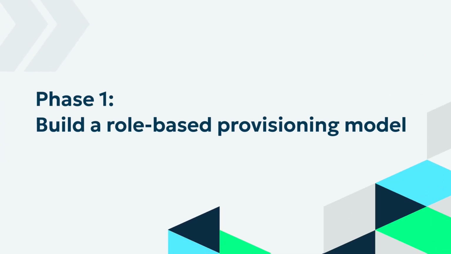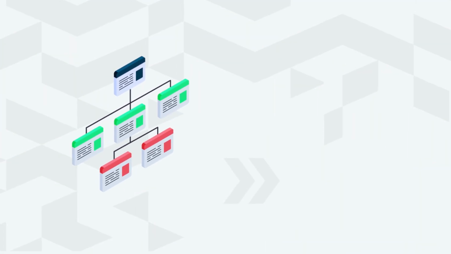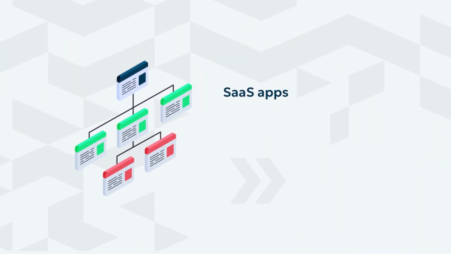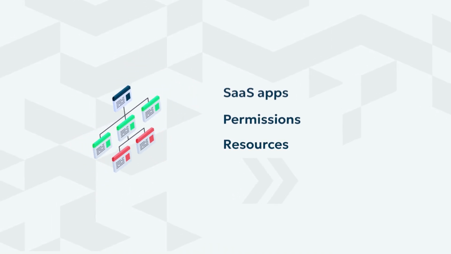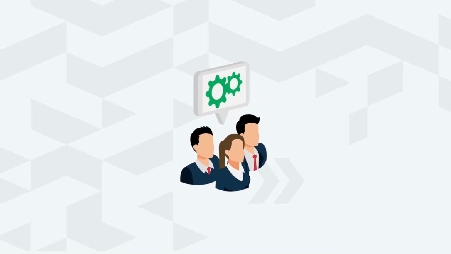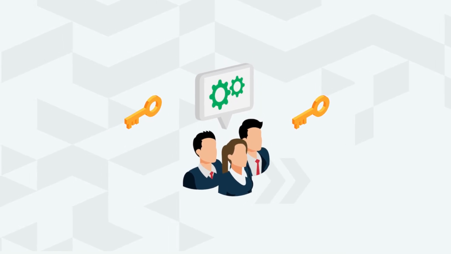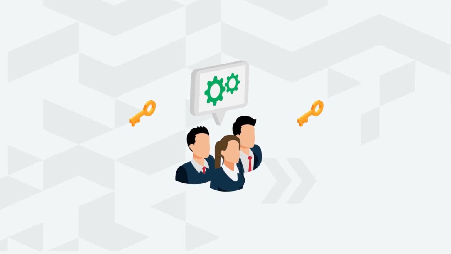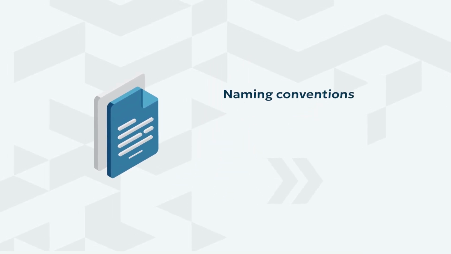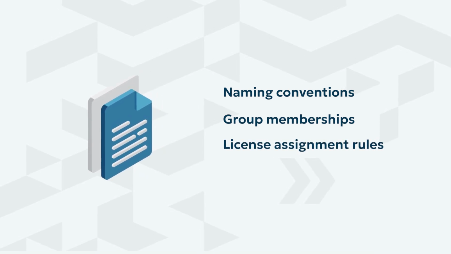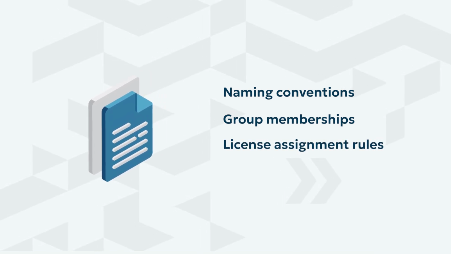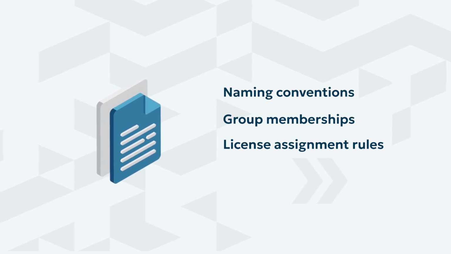Phase 1. Build a role-based provisioning model. Firstly, you will need to plan a structure that defines and assigns roles to the SaaS apps, permissions, and resources each user requires. List down key roles within your organization and identify which apps and permissions are required for each role. Document this access structure by defining naming conventions, assigning group memberships, and setting license assignment rules. This will serve as the foundation for the next phase, automating provisioning in Azure or Okta.